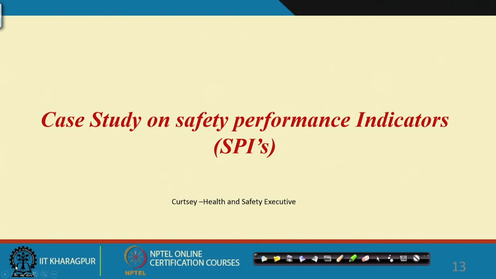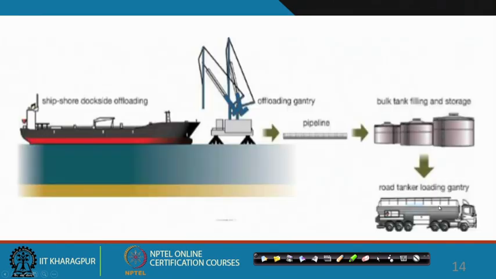Let us go for a case study. A case study will bring you more clarity. This is the offshore: a ship comes and unloads various materials into the offloading gantry, and through the offloading gantry, through the pipeline, to the bulk tank filling and storages. From there, it will be loaded into road tankers and dispatched to the customers. This is the case study we are taking.